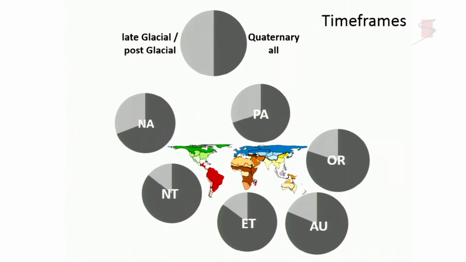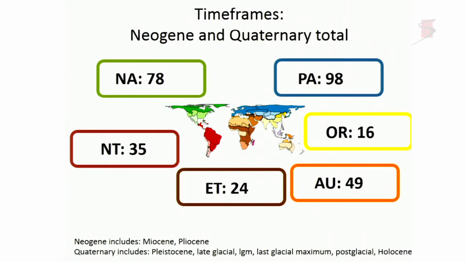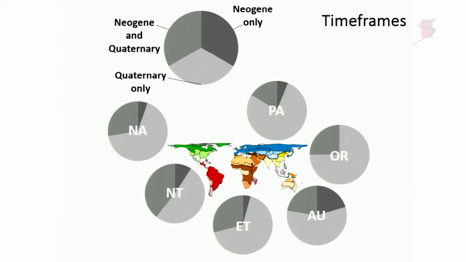And well represented relative to the Quaternary total, late glacial, post-glacial, in all of the biogeographic regions. The total Neogene and Quaternary representation looks like this. Quaternary obviously is more frequent than Neogene, but Neogene plus Quaternary gets a fair representation in some biogeographic regions. Neogene itself does not get a lot of representation, so you're kind of running out of what people call a phylogeographic time frame as you get farther and farther back in the Cenozoic.